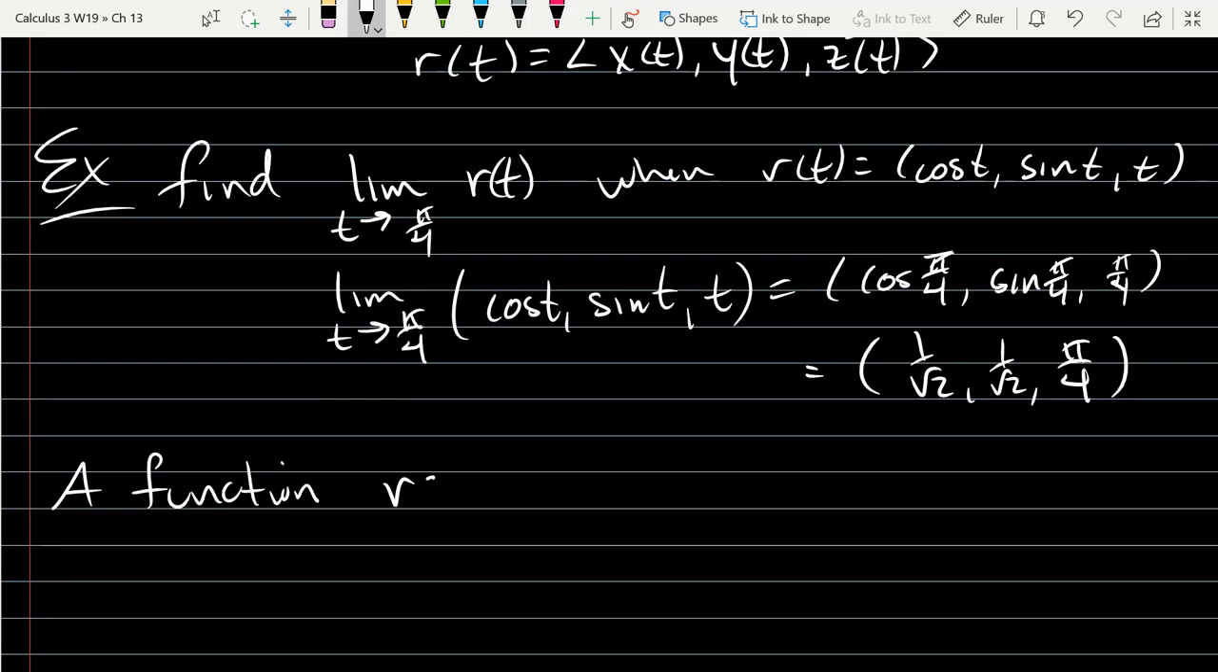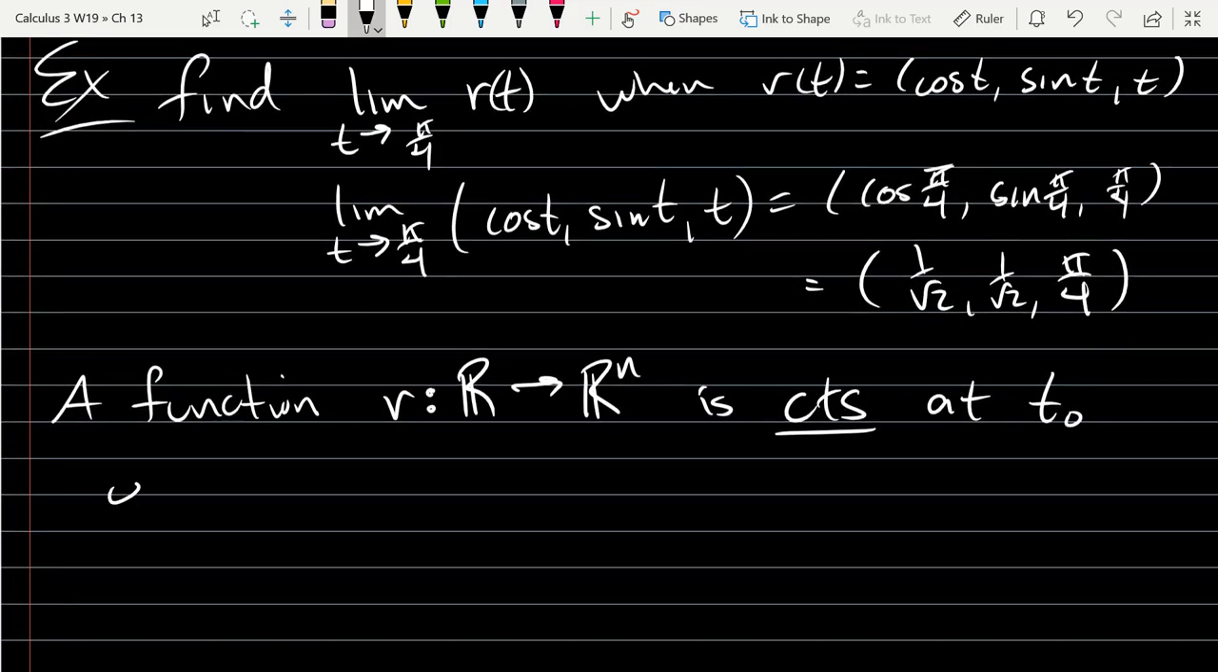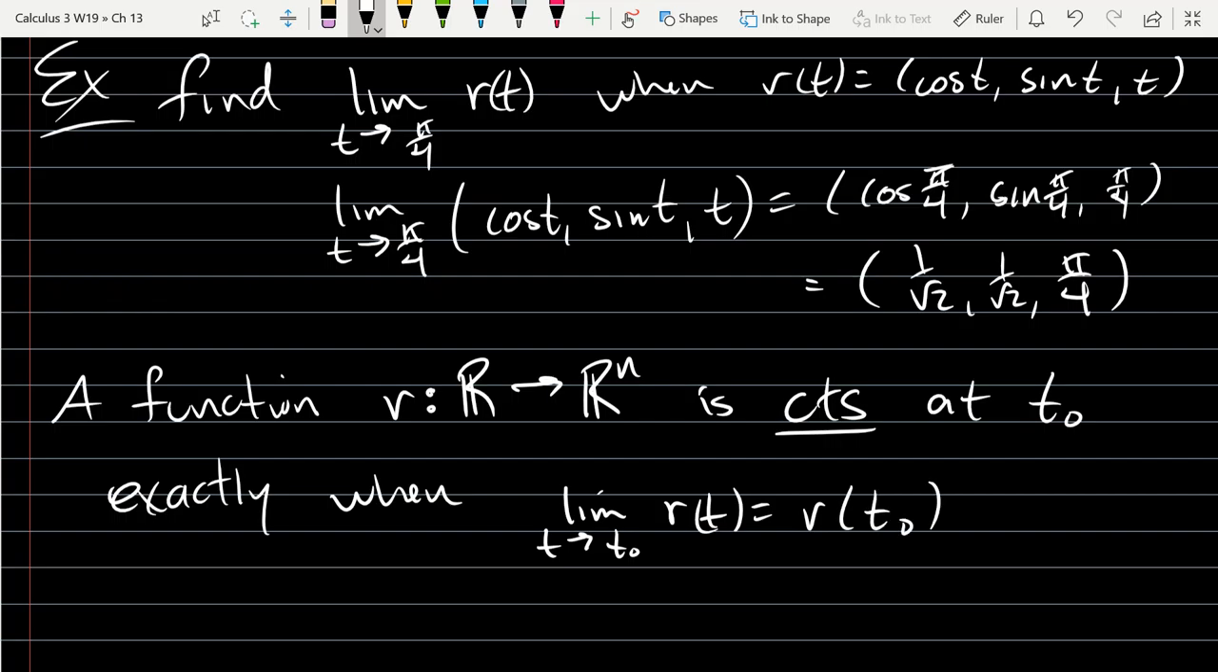So a function r going from the real numbers to R^n is continuous at t naught exactly when the limit as t approaches t naught of r of t equals r of t naught. So the definition of continuous is exactly the same as it is for regular functions. The only difference is what we're comparing are two vector valued functions instead of just two numbers. But written down, it looks exactly the same.